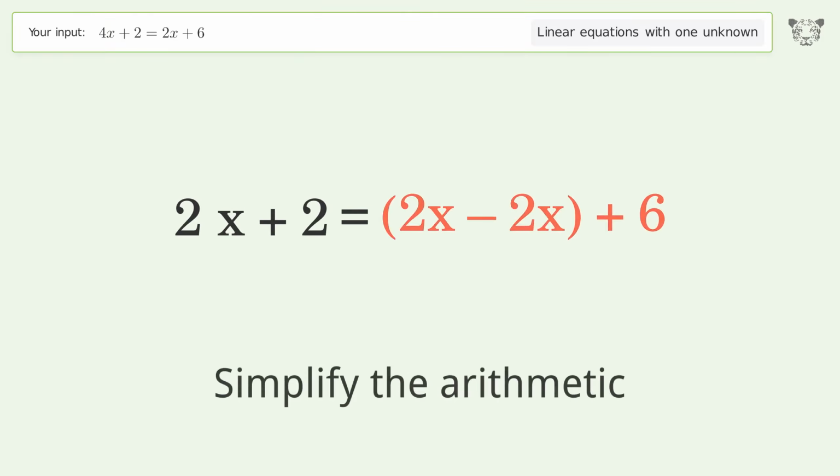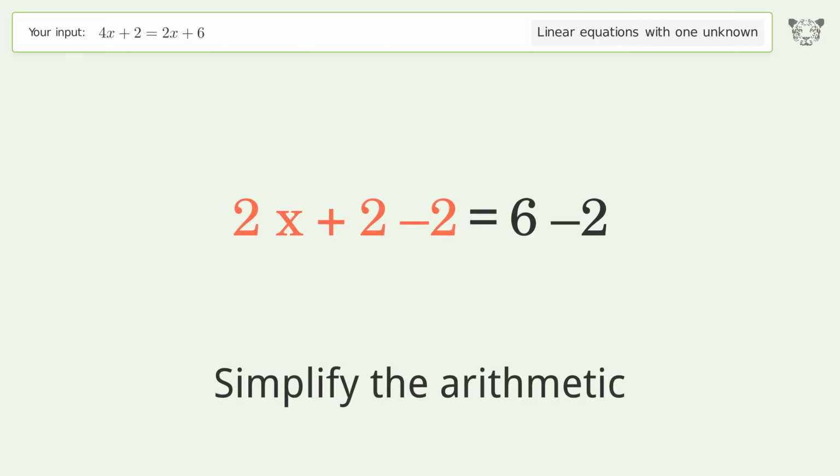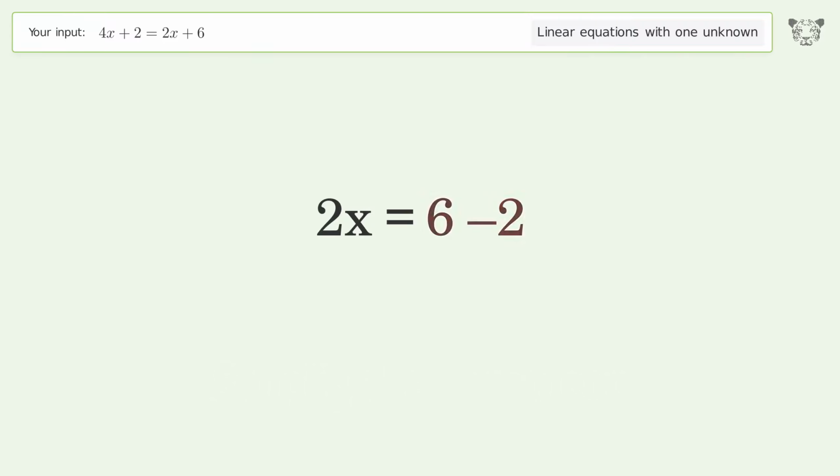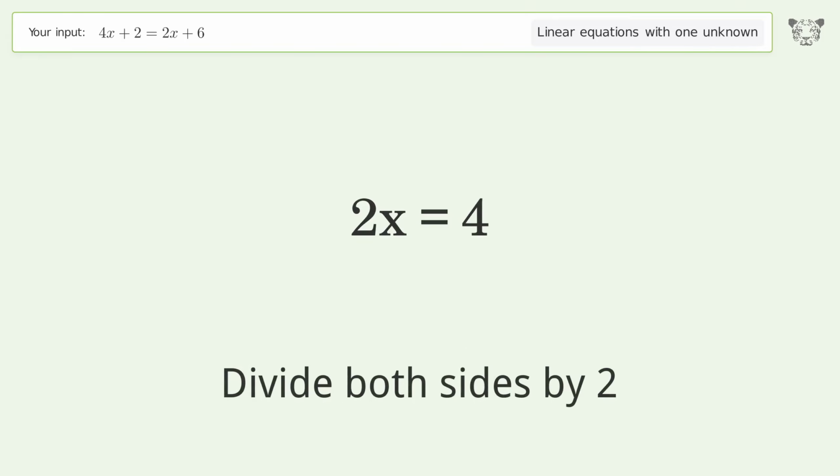Group all constants on the right side of the equation. Subtract 2 from both sides. Simplify the arithmetic. Isolate the x. Divide both sides by 2.